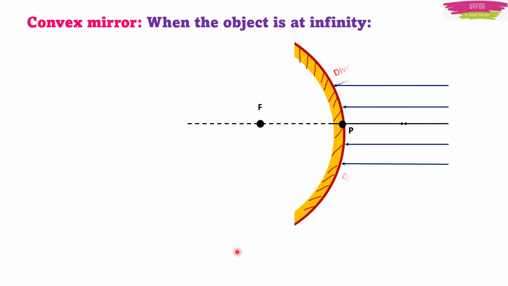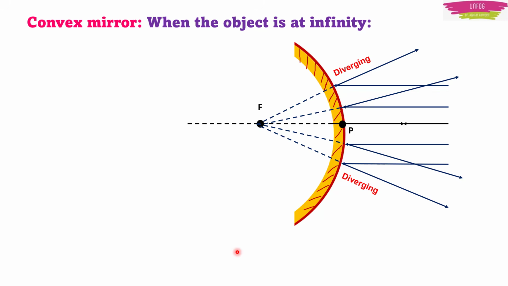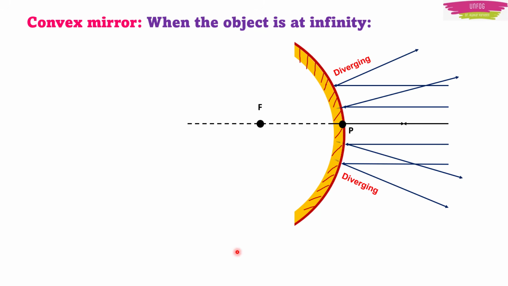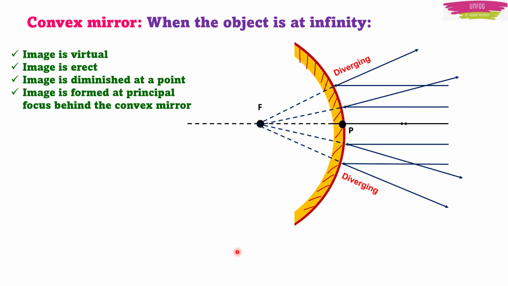Here you can see that the light is getting reflected from the convex mirror, that is, it is diverged here. Then we draw the imaginary lines which meet at the focus. This is happening when the object is at infinity. Then how will the image look? It is appearing to meet at the focus, and the image is behind the mirror. That's why it will be virtual and erect, and because it is at a point, it is diminished.